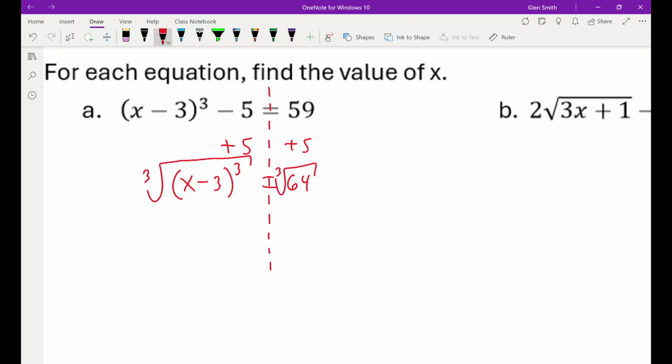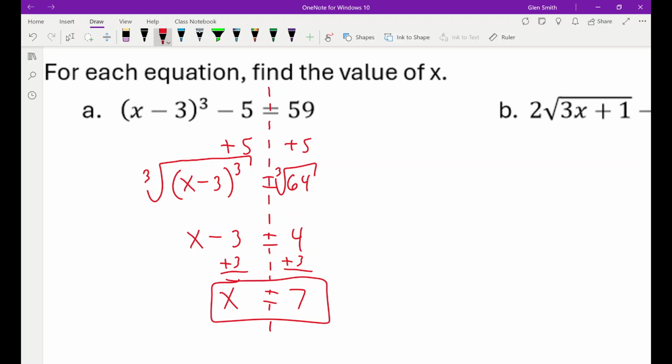like that. And the cube root of something cubed is just that thing. The cube root of 64 happens to be 4. And then we add 3 to both sides here, and we get that x is 7. Again, I hope we don't need to write all this, but we're just adding plus 3, like that. And that's our answer. Okay?